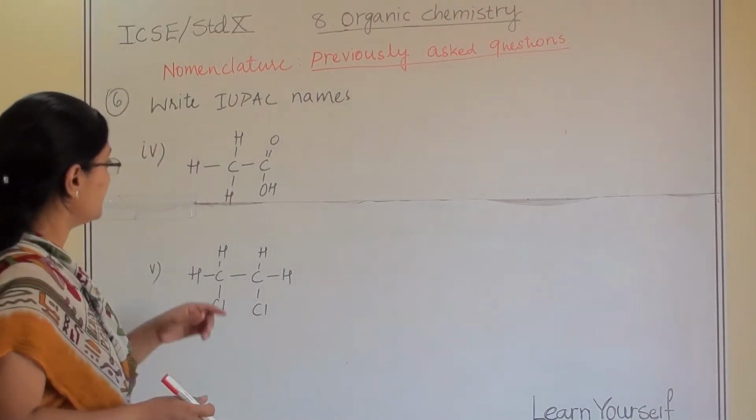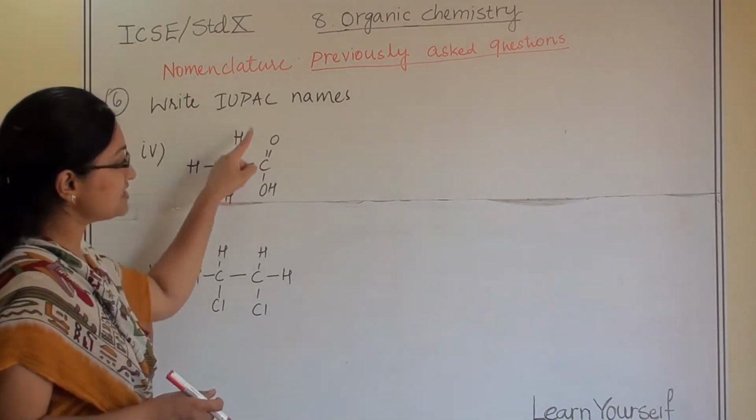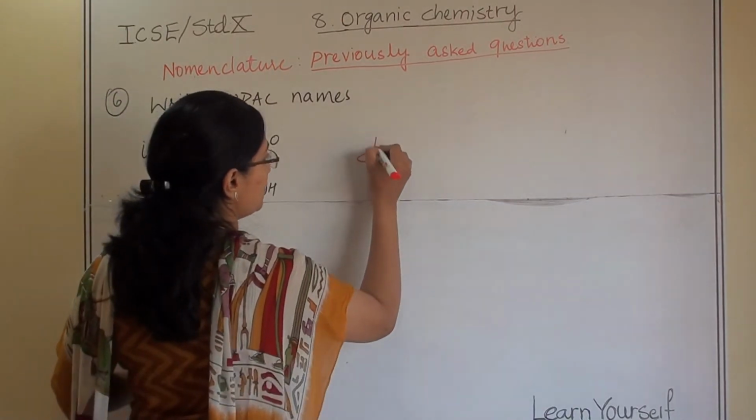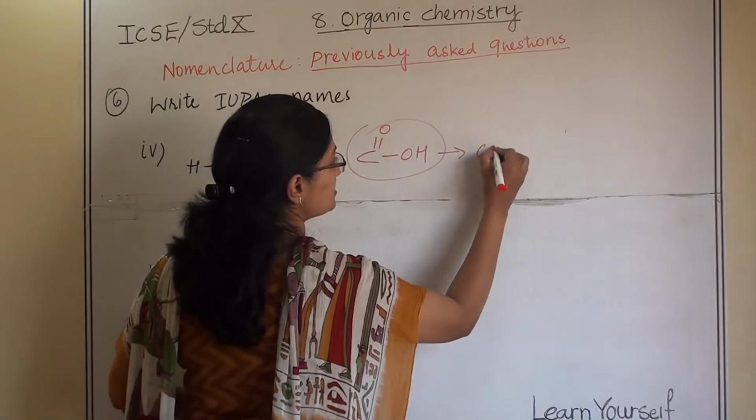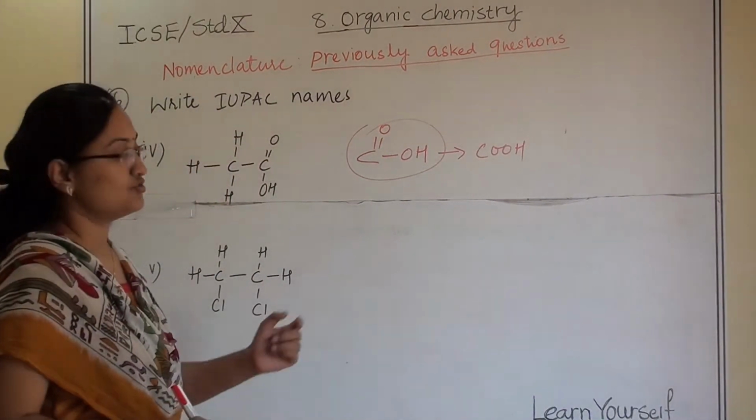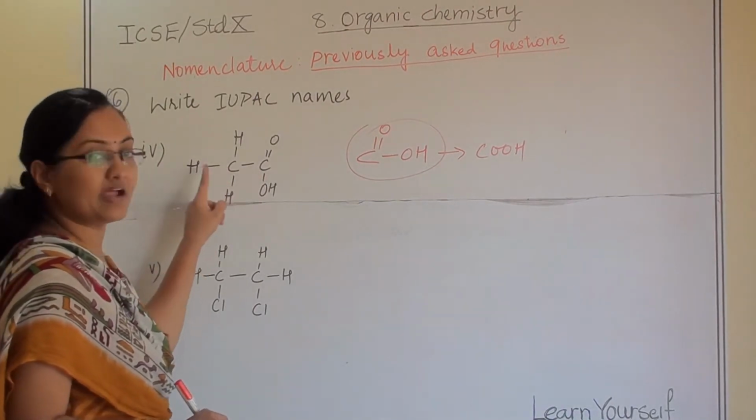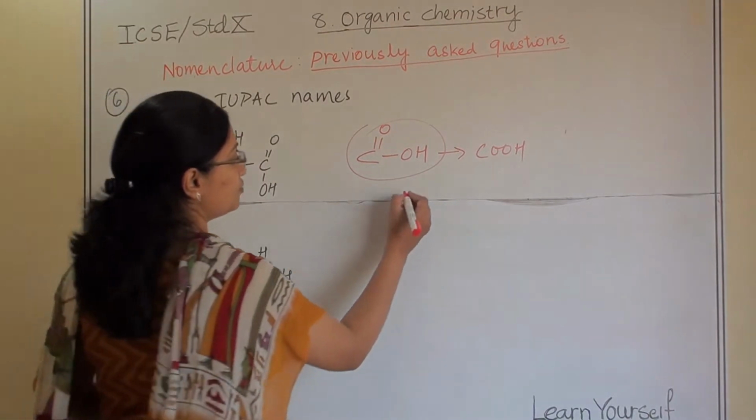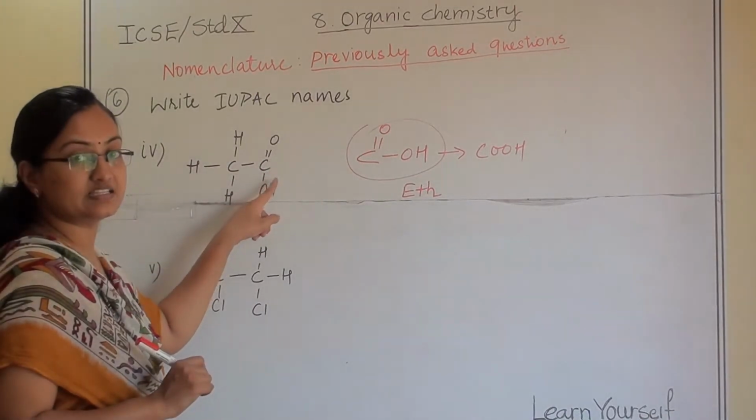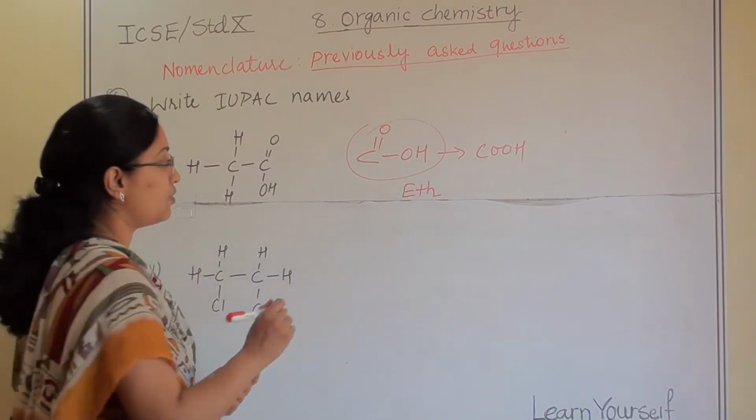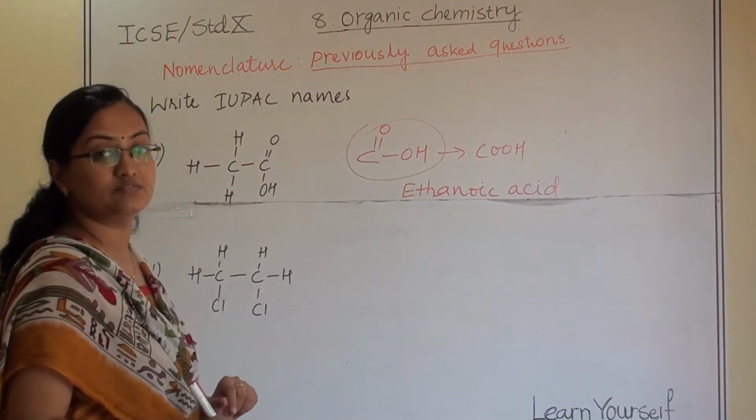Some more compounds. This structure has 2 carbon atoms, and which functional group is attached here? It is C with a double bond to O and another OH. So this structure is giving us COOH. This is the carboxylic acid group attached here to 1 carbon. So first we identify the chain, 1 and 2. So the root word will be eth. And since a carboxylic acid is attached here, the name will be ethanoic acid, because for carboxylic acid, oic acid is the suffix.